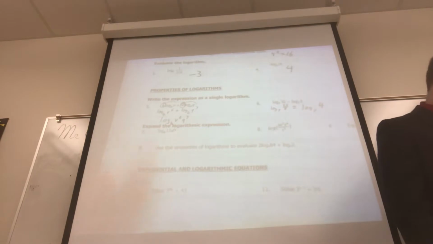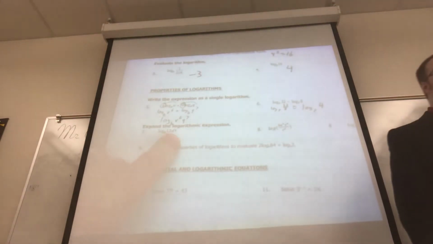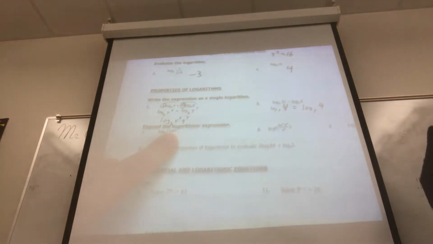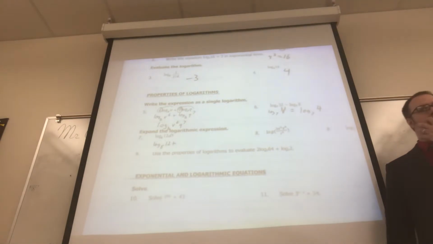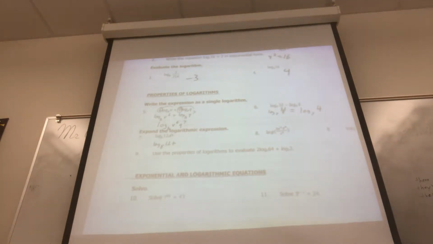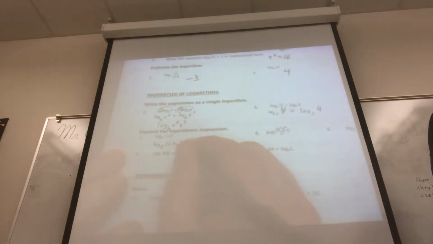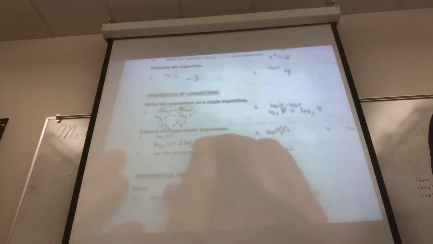When I go to expand them, 12 is being multiplied by d squared, so I'm going to add them. This is the log base 8 of 12 plus. Now, I'm also not going to leave it as d squared. I'm going to take that exponent and make it into a coefficient. 2 log base 8 of d.